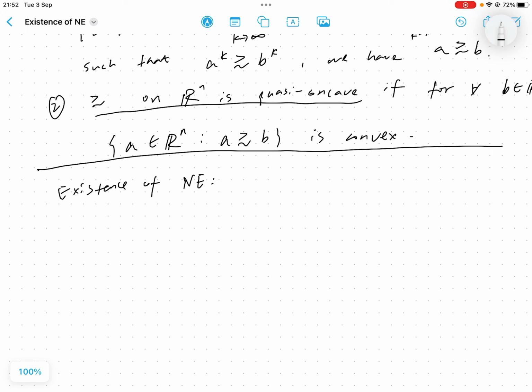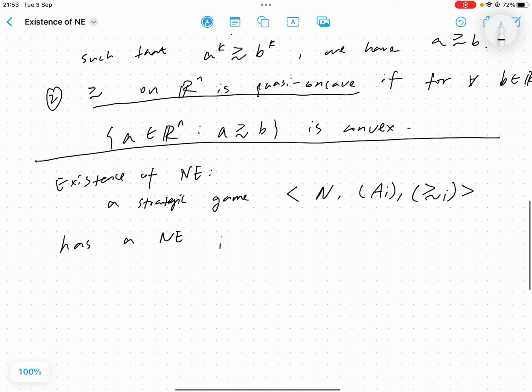So a strategic game, or a simultaneous move game, which is a tuple of N, the action profiles, and the preference relation for player i, has a Nash equilibrium, or this is called the pure strategy Nash equilibrium. Later we'll discuss the definition of the pure strategy. So it has a Nash equilibrium if for all players i in the set N.